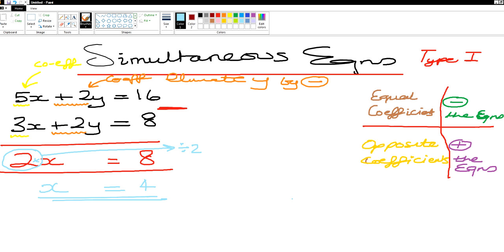Okay, now what we need to work out is, once we've got rid of one thing and worked out one of the items, we can now go back and work out the other item that we got rid of.